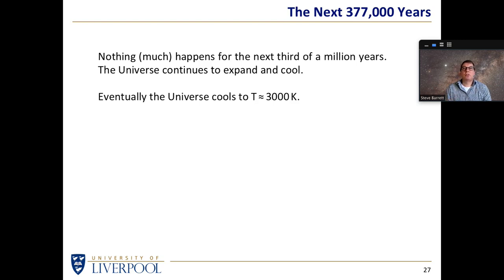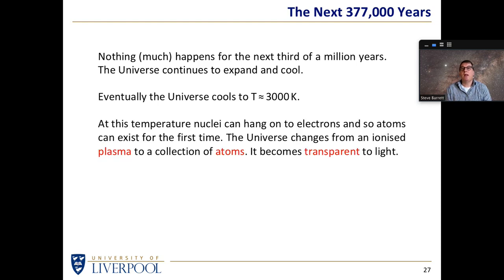Eventually, the universe gets to the point where it's cooled to about 3000 Kelvin. That particular time is 377,000 years after the Big Bang. Why is 3000 Kelvin important for the next step of how the universe changes? At that particular temperature, it is now possible for a nucleus, whether it be hydrogen, a single proton, or the nucleus of helium, 2 protons and 2 neutrons, to hang on to some electrons.